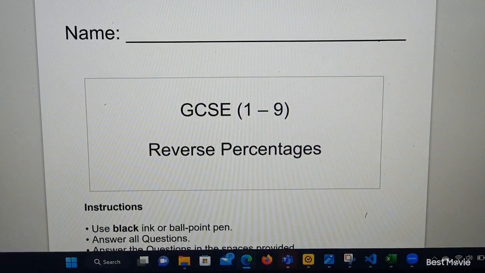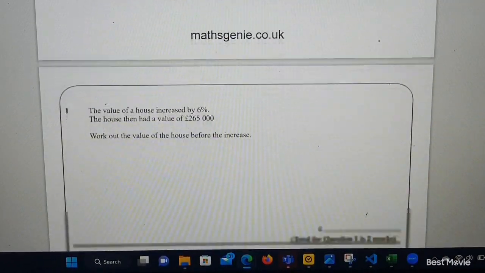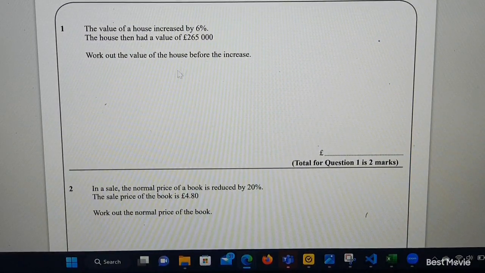This is a grade 5 topic, and I'm going to be using calculators for this topic as well. So the first question: the value of a house increased by 6%. The house then had a value of 265,000. Work out the value of the house before the increase.